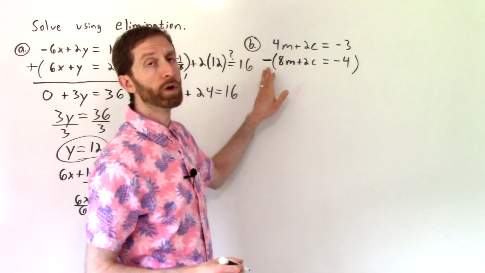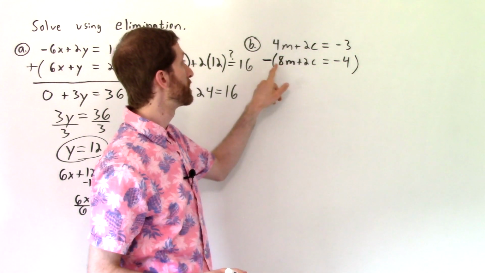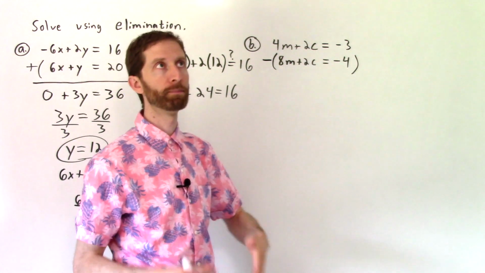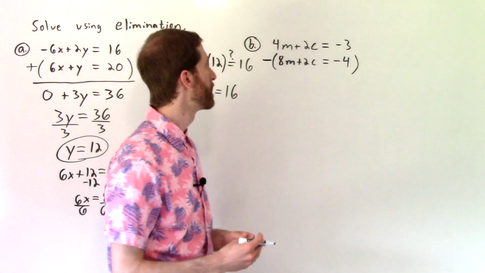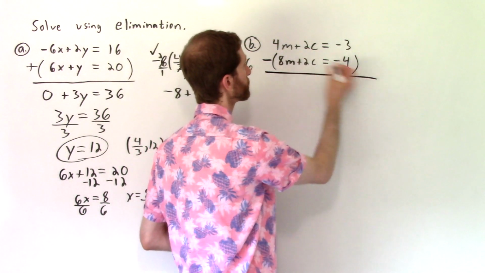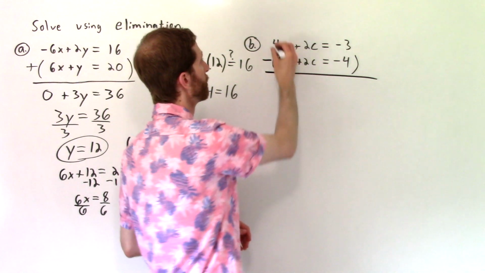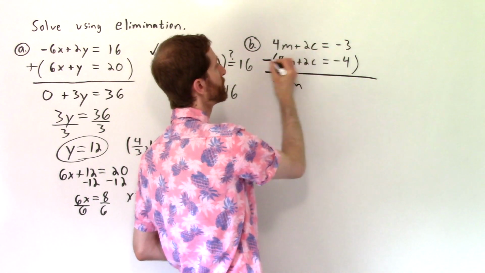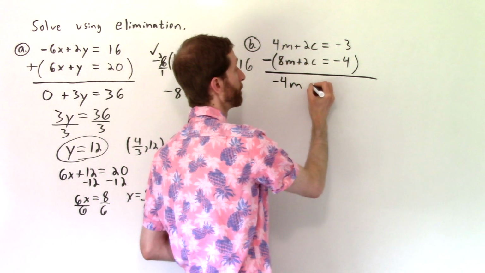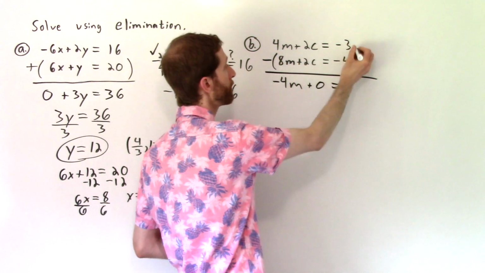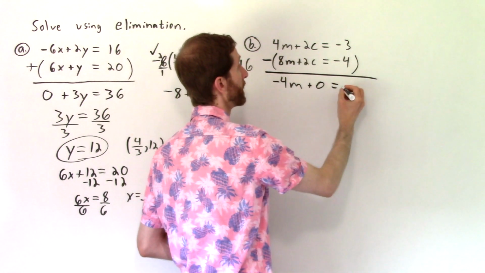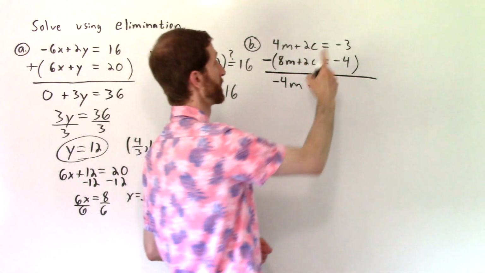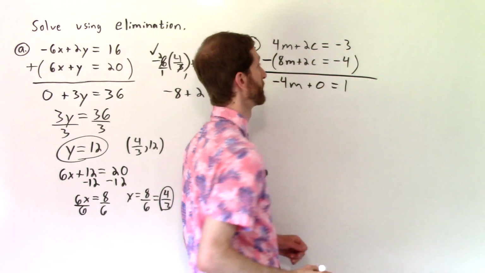Some teachers will, instead of subtracting the whole equation, teach you to distribute the negative to every term and essentially then add a negative. But adding a negative is subtracting. So I'll subtract everything here with our goal to eliminate the c's. 4m minus 8m is -4m. 2c minus 2c, that's 0. Negative 3 minus a negative 4 is, I believe that's going to be, well, what do you think it is? Negative 3 minus a negative 4, positive 1.